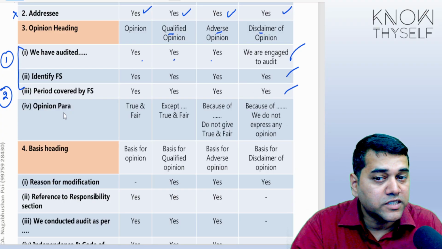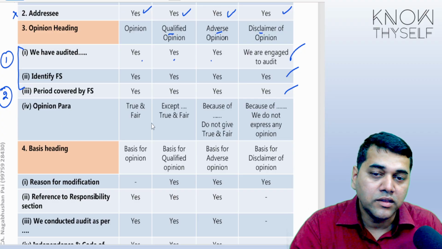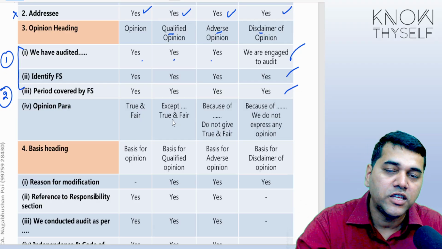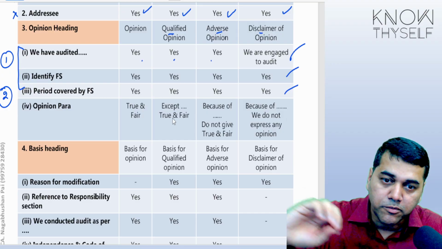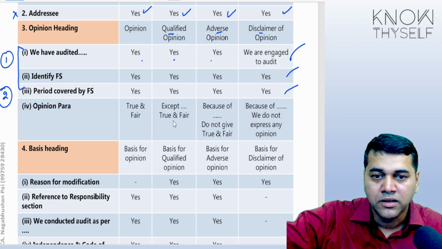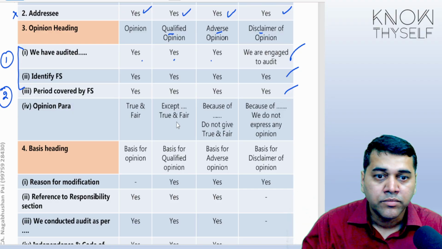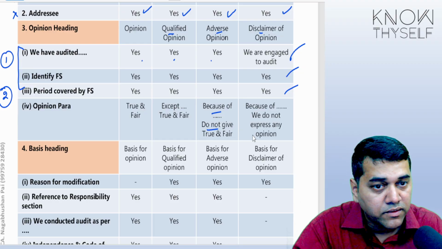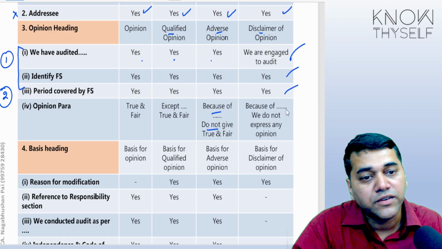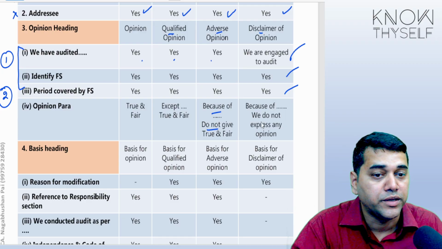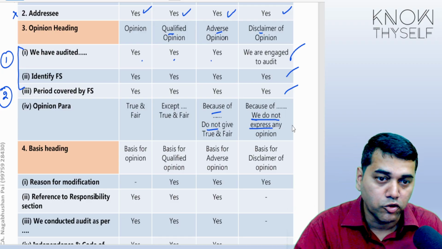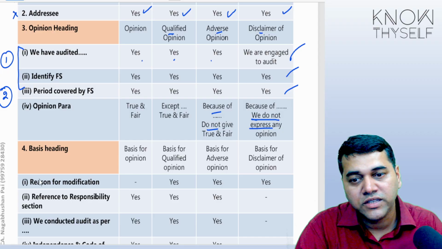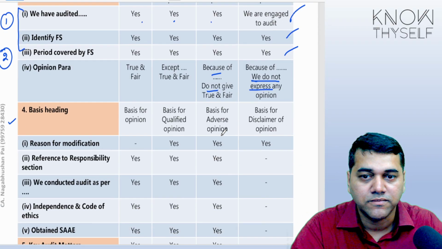The second part comes to the opinion para. In this, you say the accompanying financial statement is true and fair, except for the effects of the matters described, or except for the possible effects of the matters described. Because of the significance of the matters described, the financial statement does not give a true and fair view. Because of the significance of the matters in the basis of disclaimer of opinion, we are not able to express any opinion. This is how you are going to write. Next goes the basis heading. With this, they have finished.